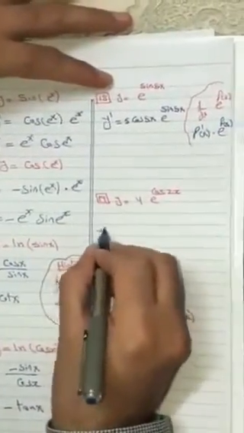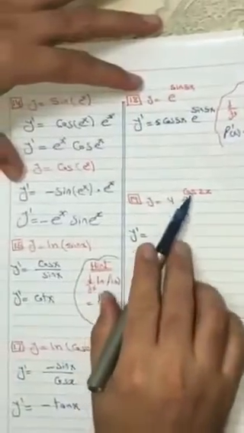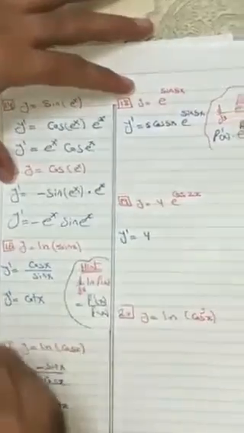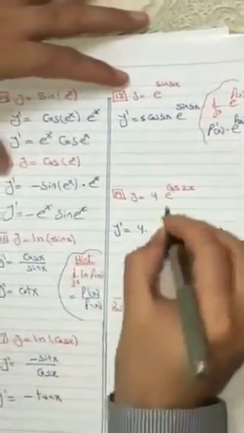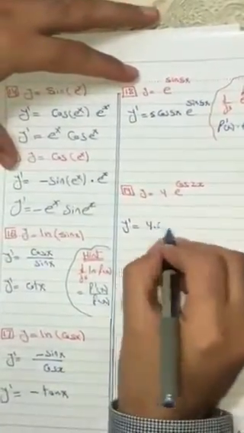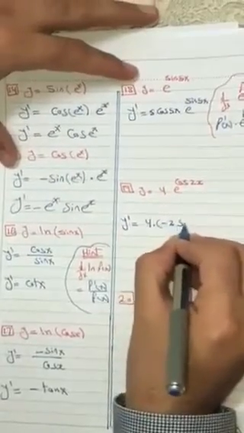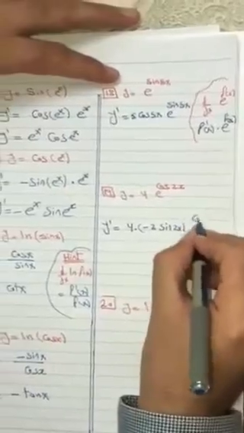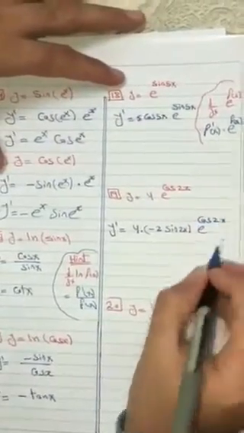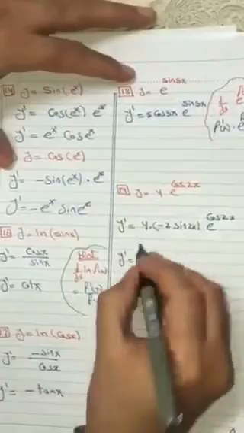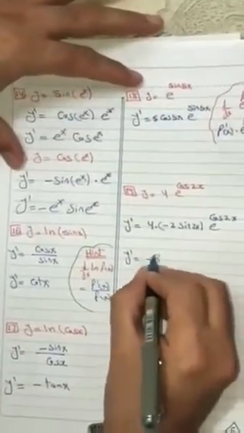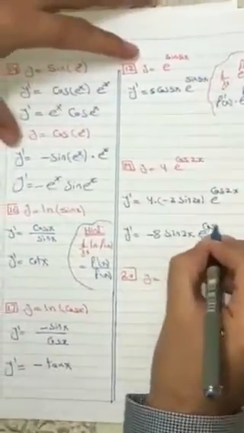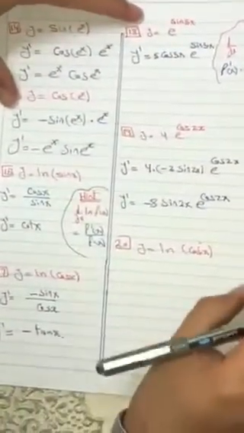Now, y dash equals, same thing: 4 cos, e^cos 2x multiplied by 4. So 4 is a constant. Multiply by the derivative of cosine 2x, which is negative 2 sine 2x. After that, e^cosine 2x. Now simplify. 4 multiplied by negative 2 is negative 8 sine 2x e^cos 2x. This is the final answer.